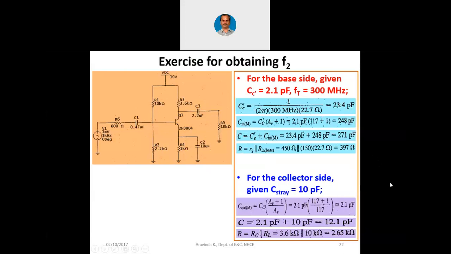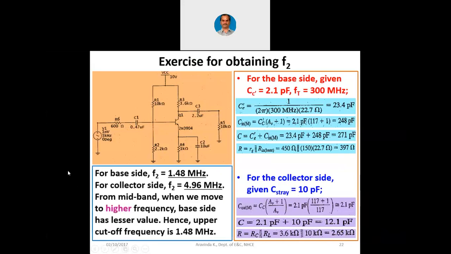Now for the collector side, C stray given is 10 picofarad. The Miller's capacitance is obtained here, that is 2.1 picofarad. And C is 2.1 picofarad plus 10 picofarad, which is 12.1 picofarad. R is RC parallel to RL, which is 2.65 kilo ohms. Now using all these R and C, for the base side we obtain F2 equals 1.48 megahertz. For the collector side we obtain F2 equals 4.9.